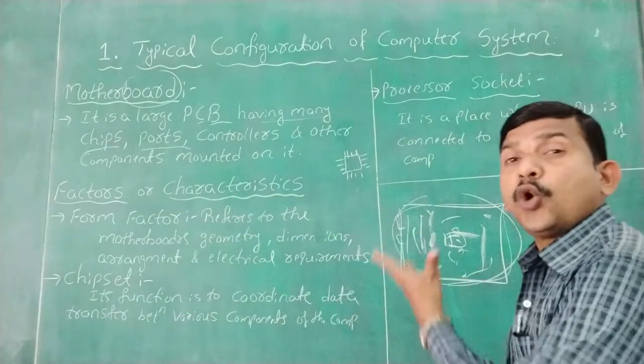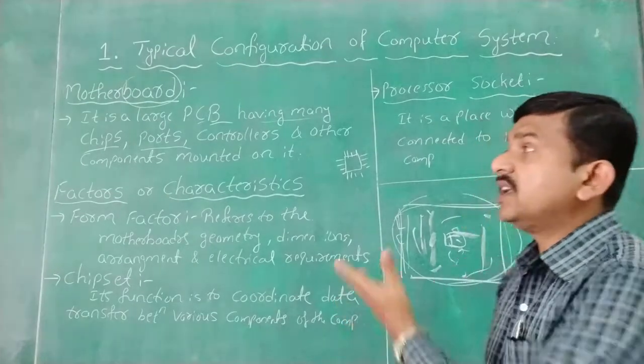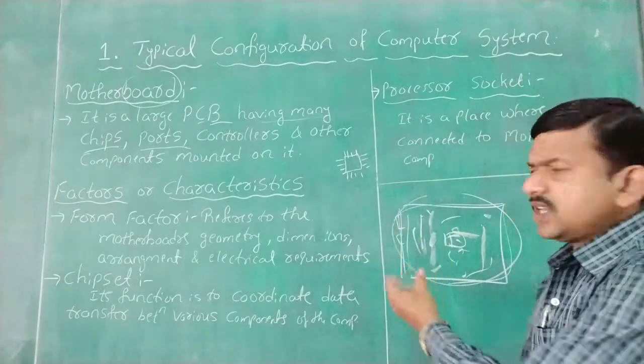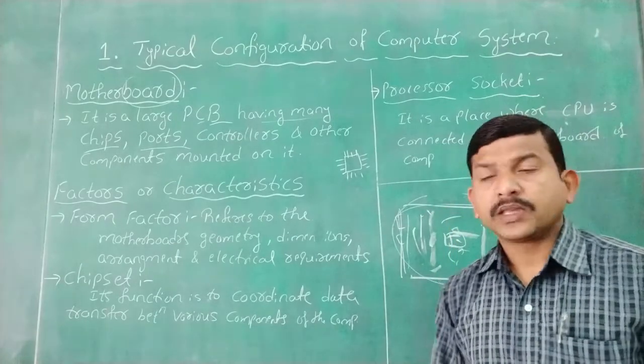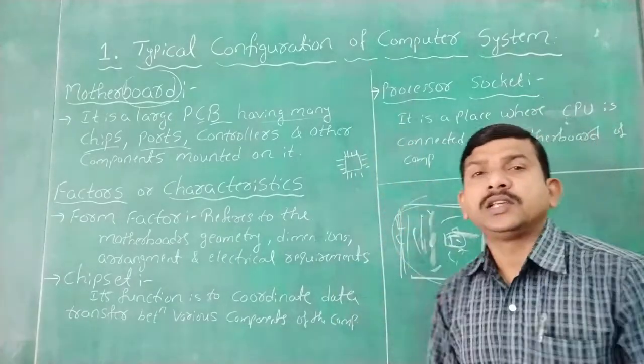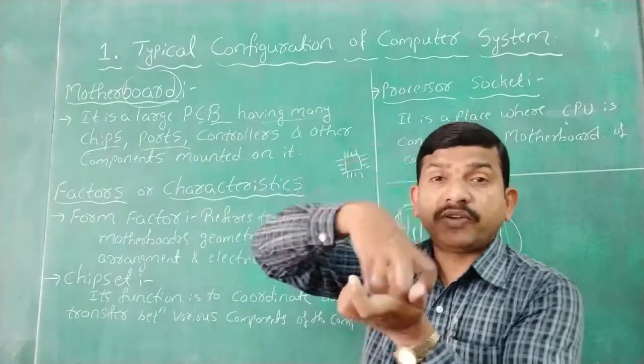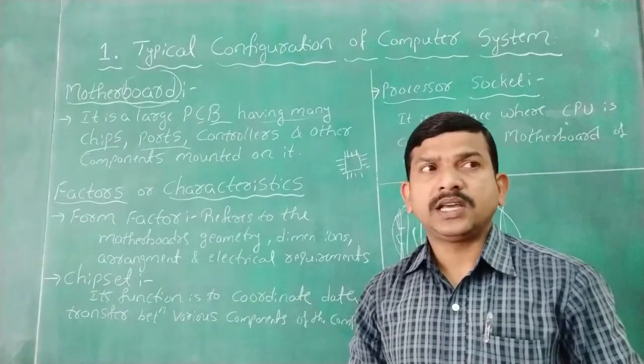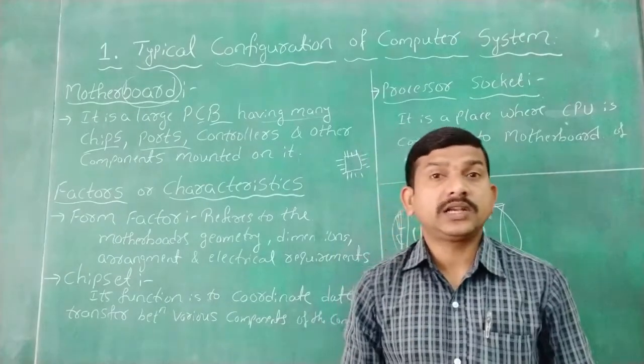It contains so many electronic components like chips, ports, controllers, bus. There are so many other electronic components mounted on it. Mounted on it means we have fixed them there. So that is nothing but the motherboard. Is it clear? So where do we get that motherboard?